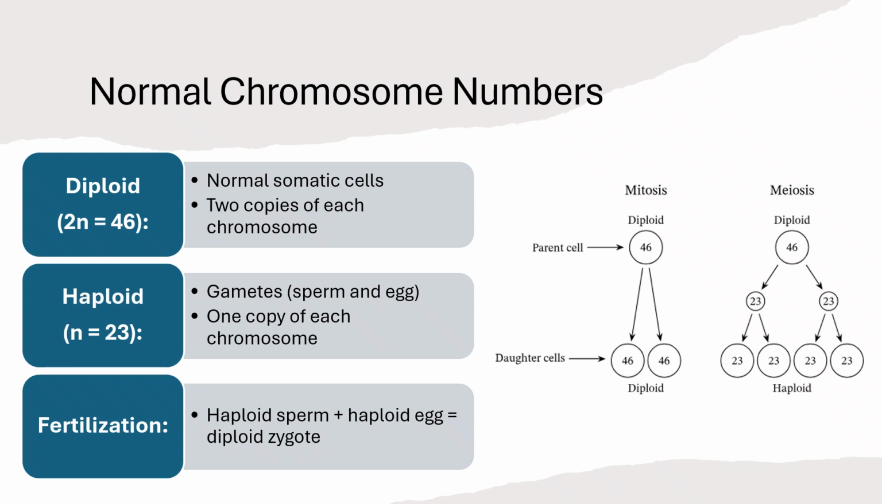The mathematics seems simple. 23 plus 23 equals 46. Yet this process represents one of biology's most vulnerable moments. Errors during meiosis lead to gametes with too many or too few chromosomes. When a sperm carrying 24 chromosomes fertilizes a normal egg with 23, the resulting zygote has 47 chromosomes, the basis for trisomy conditions like Down syndrome, Edwards syndrome, and Patau syndrome that we diagnose regularly.